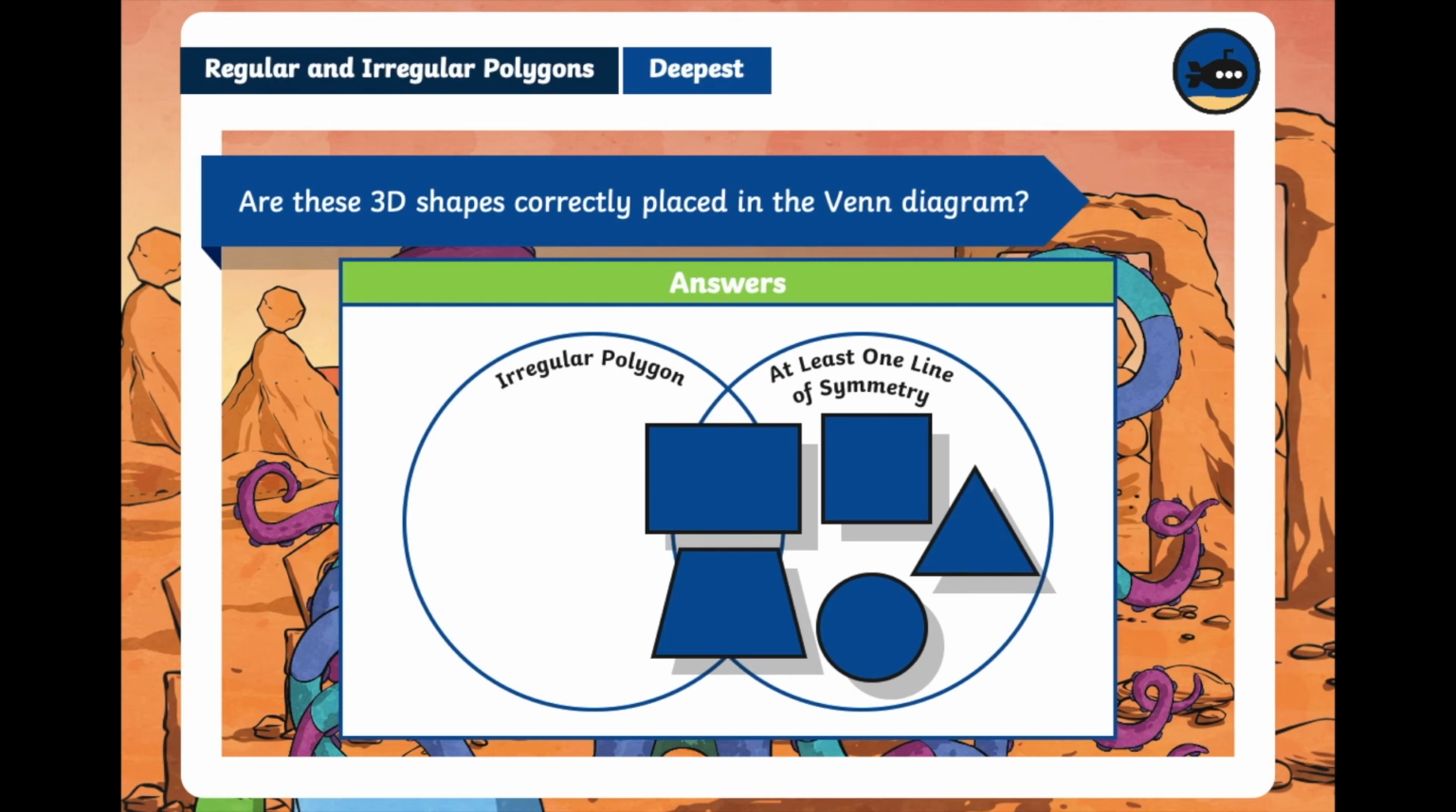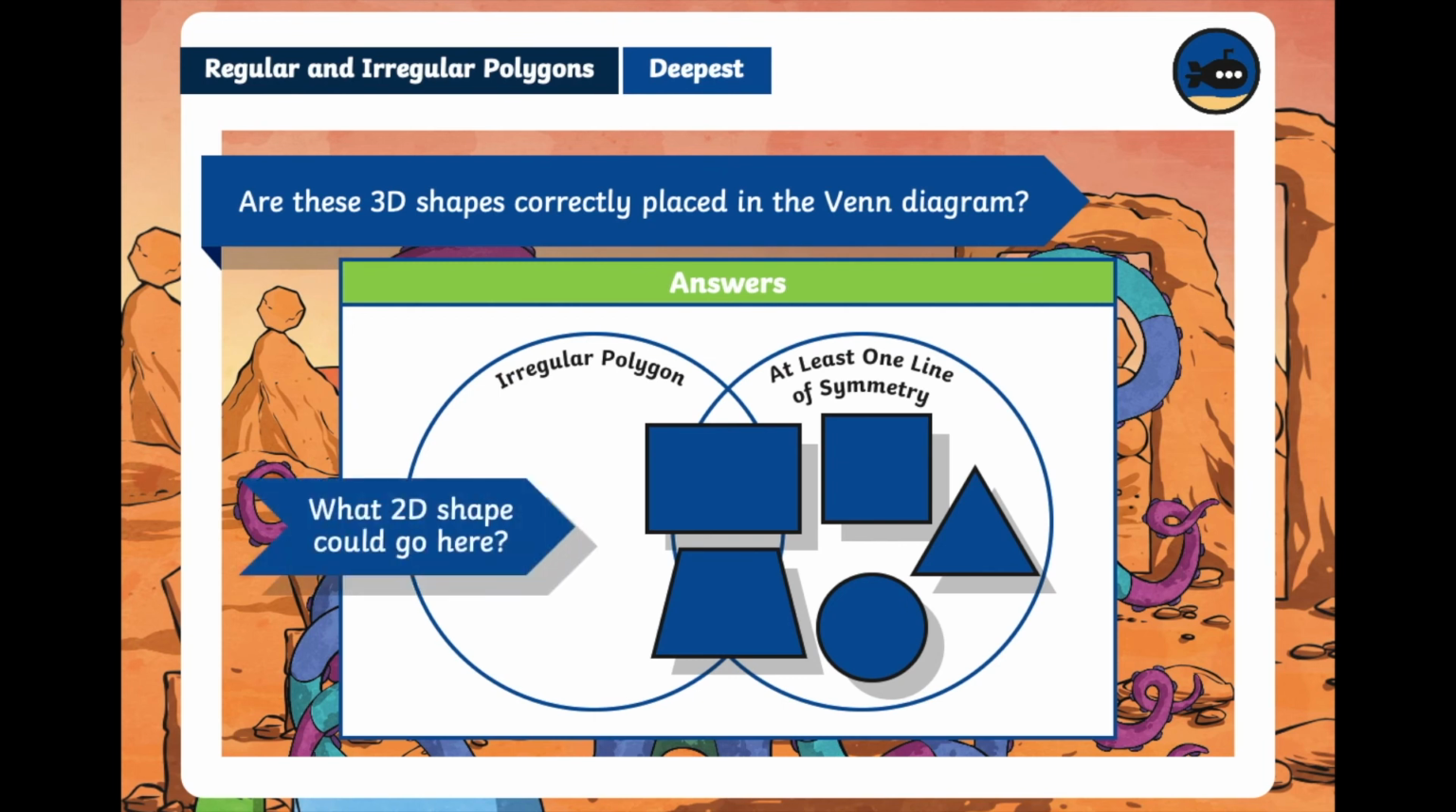And in fact, a circle is not a polygon at all, but it does have at least one line of symmetry. Think about which 2D shape could go in here. There are multiple answers for that one, so just have a think.